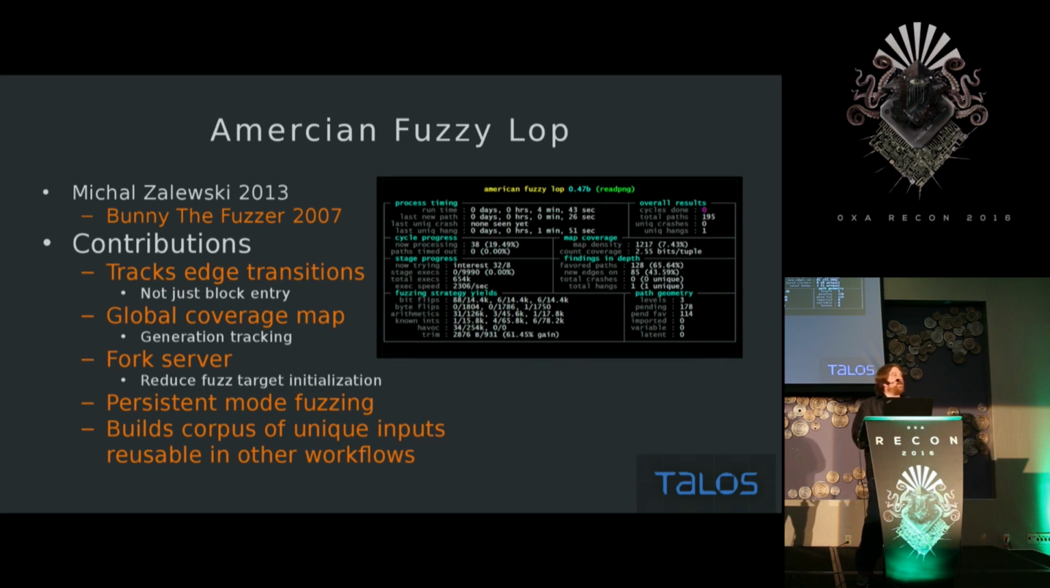And it even comes with a nice little GUI. You can kind of see up here, it's got a nice old-school ANSI style looking layout. It also gives you a global coverage map. It allows you to use tools to do min-set on the corpus. It allows you to minimize individual inputs. It comes with a lot of extra tooling.